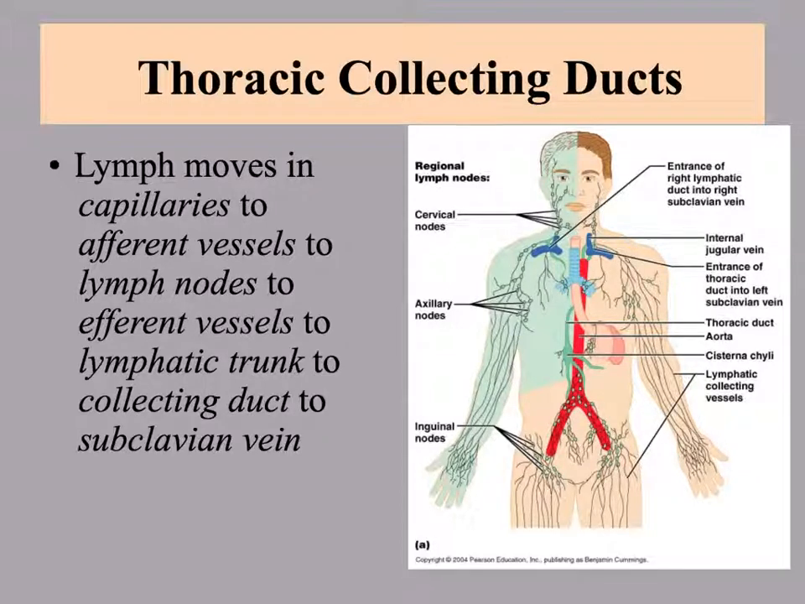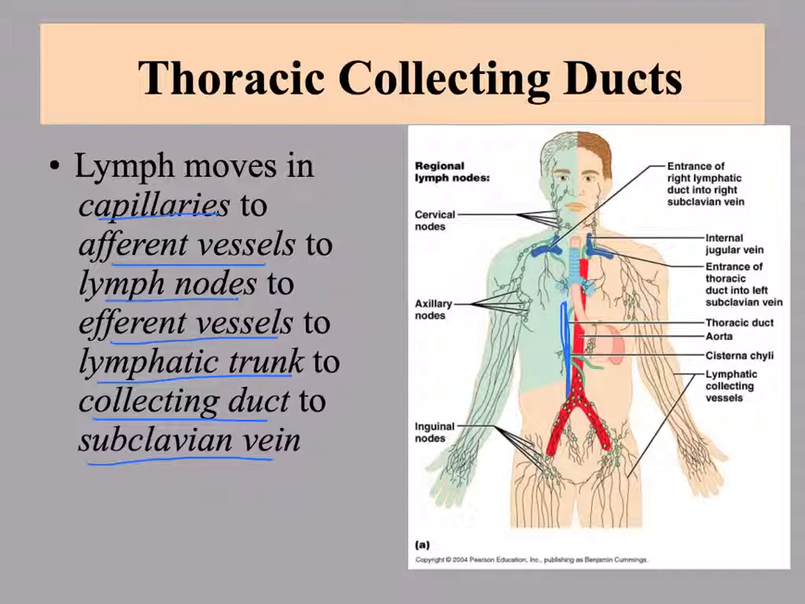So the lymph moves from capillaries to lymph vessels known as afferent vessels, just like in our nervous system, and then to the lymph nodes, we will talk about what they do in a minute, to efferent vessels on the other side of the node, to the lymphatic trunk, which is running right up here along your spinal column in the central part of your body, just like your vena cava. They run very close together. And then to a collecting duct, and eventually back to the subclavian vein.